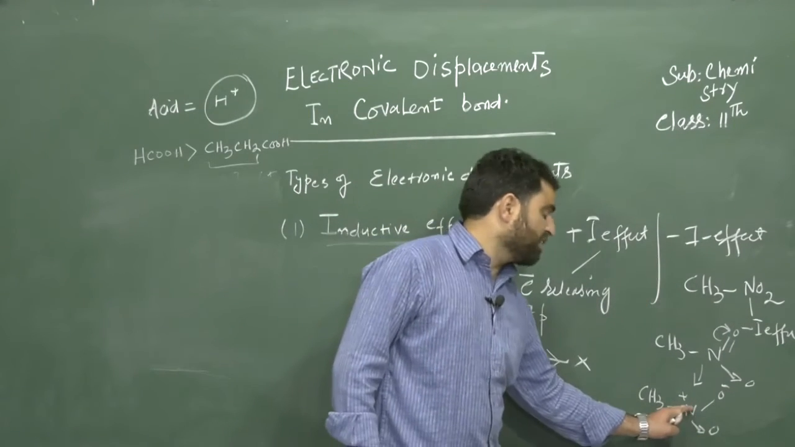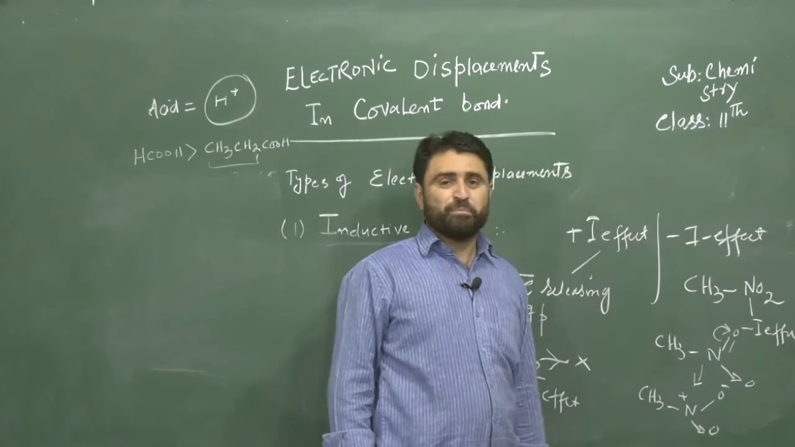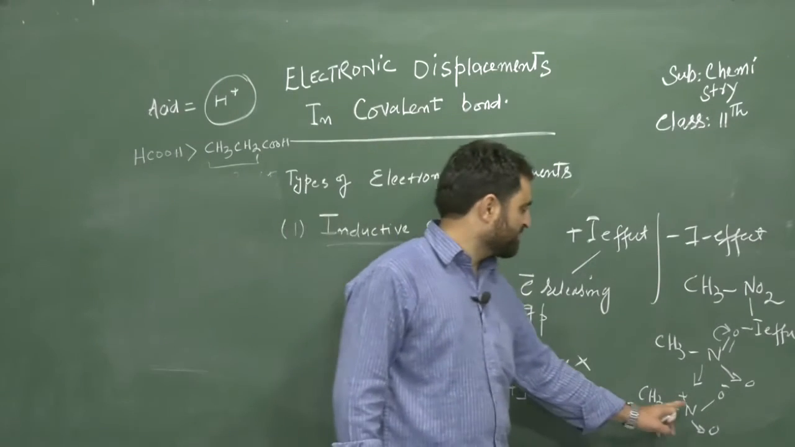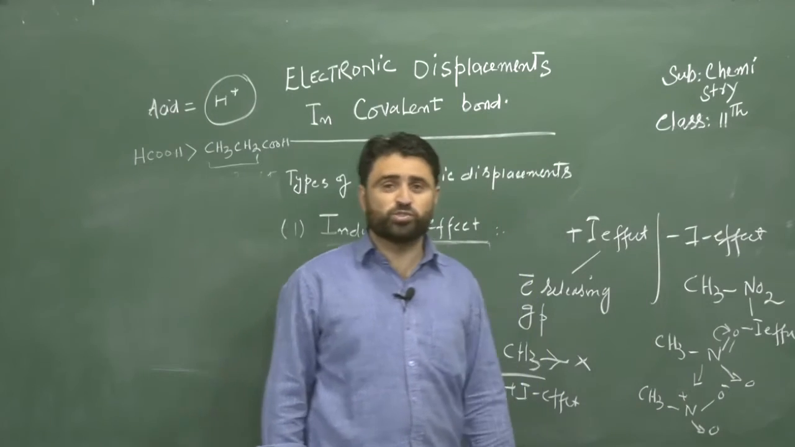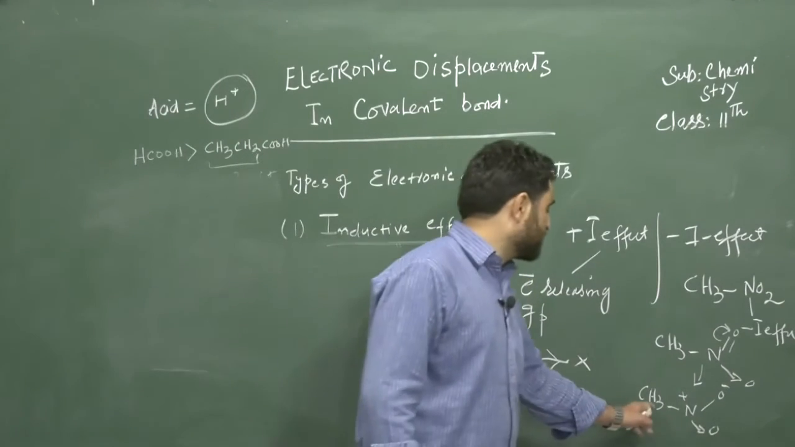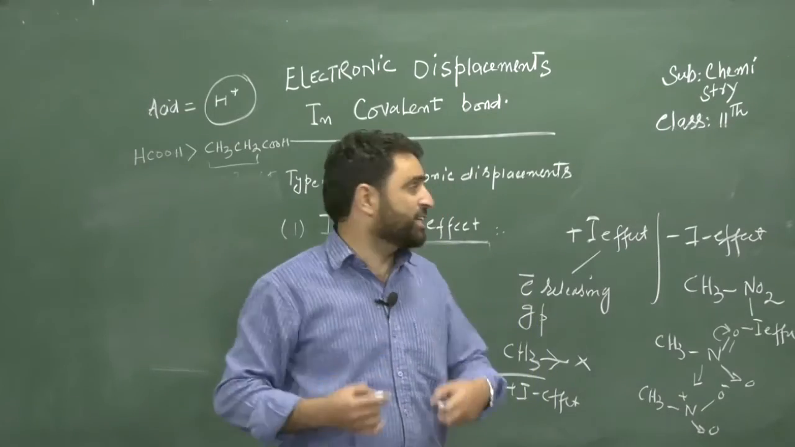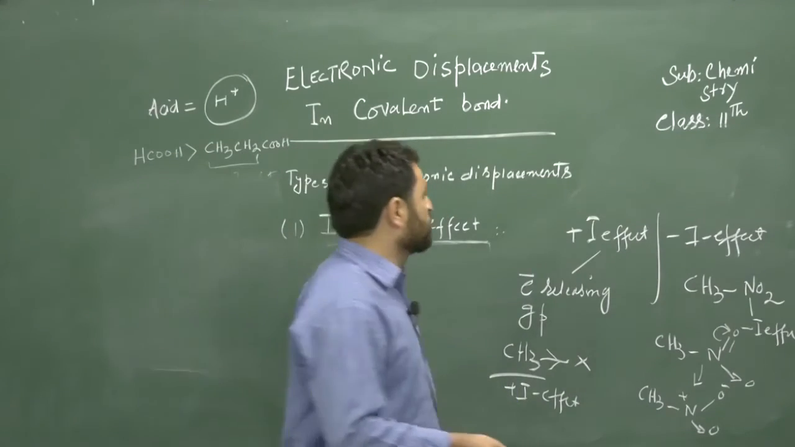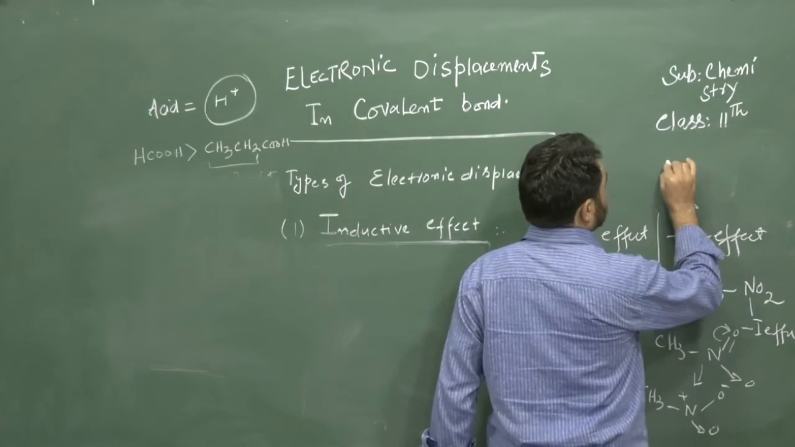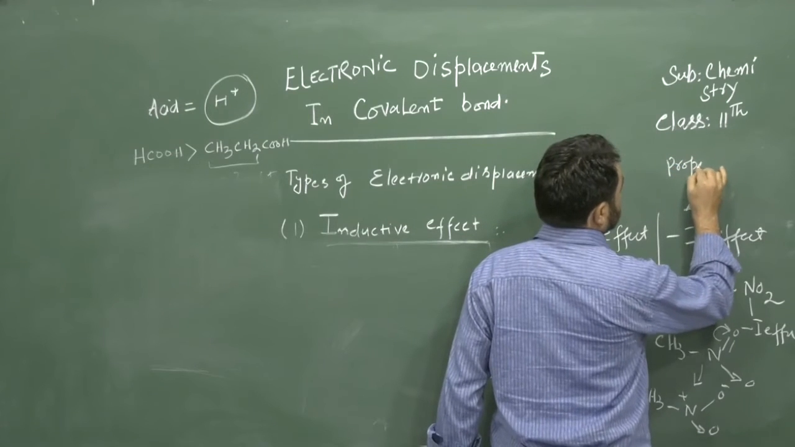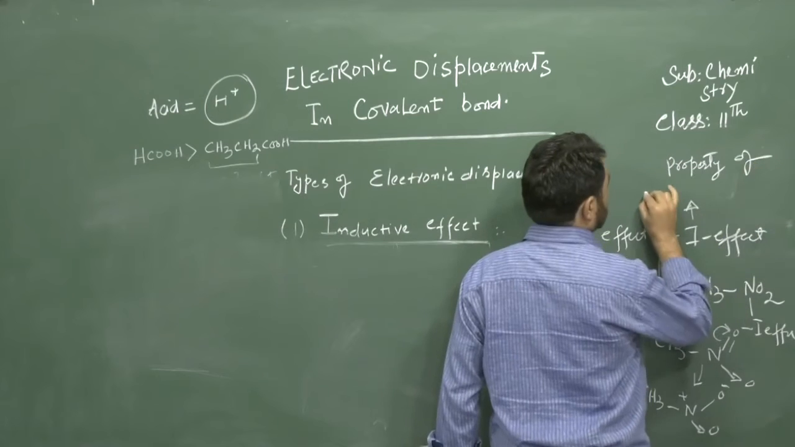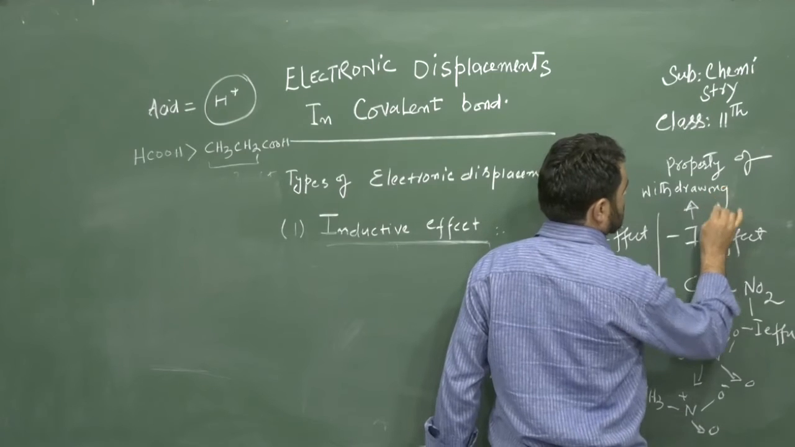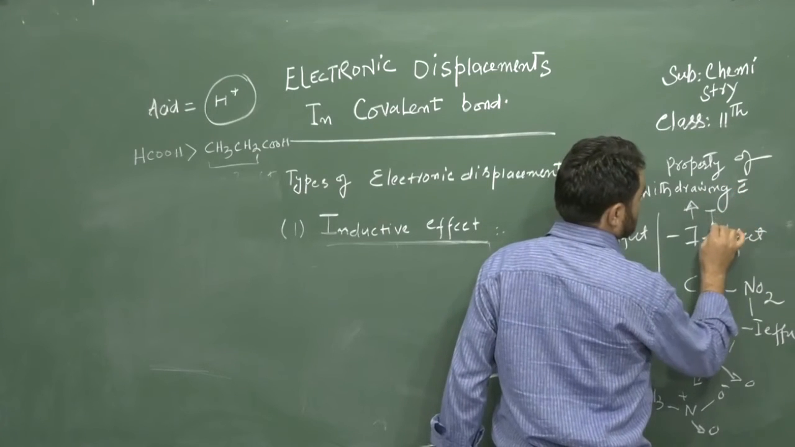This N positive will withdraw electron from CH3 because, number one, it is a highly electronegative atom. Number two, it has a plus charge, and nitrogen will not bear a positive charge. So it will withdraw electron from CH3. When it withdraws electron towards itself, it is called a minus I effect. So the property of withdrawing electron towards itself is known as minus I effect.